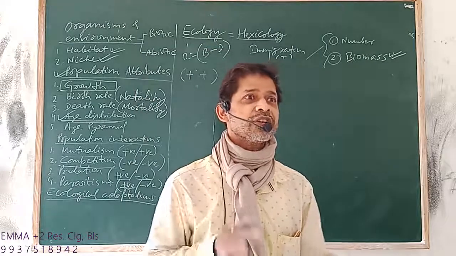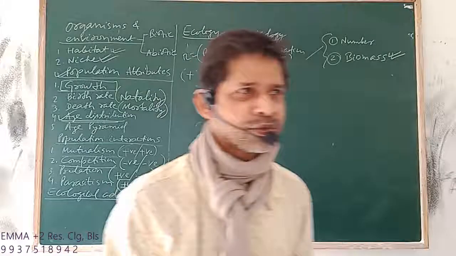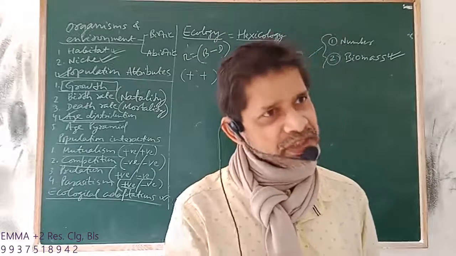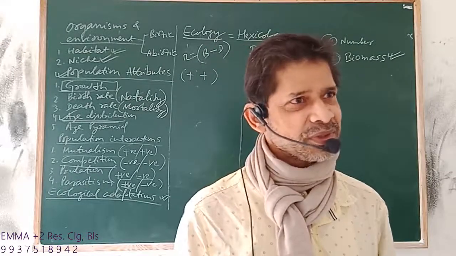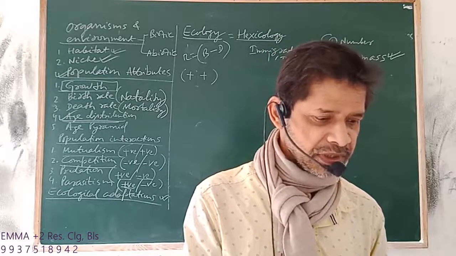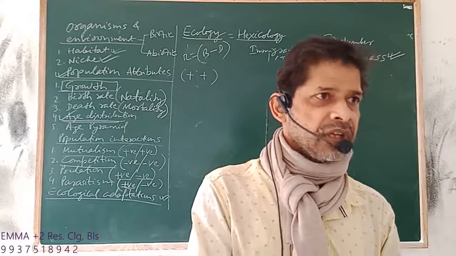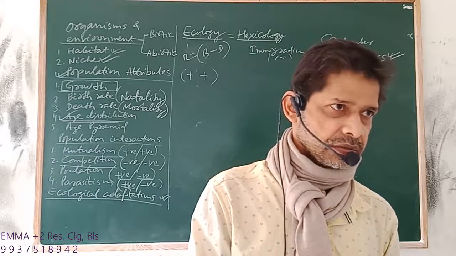That is an interference competition. Your teacher is not competing for your food, still your eating speed reduces. So that is interference competition. There are four types of competition: intraspecific, interspecific, interference competition, environmental competition.